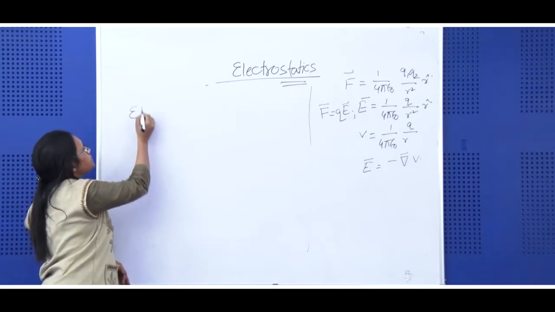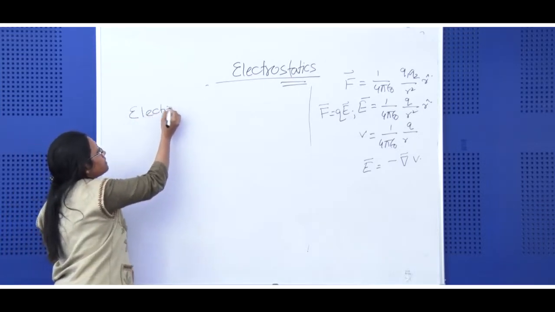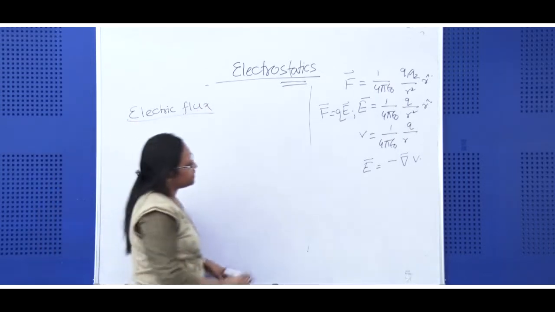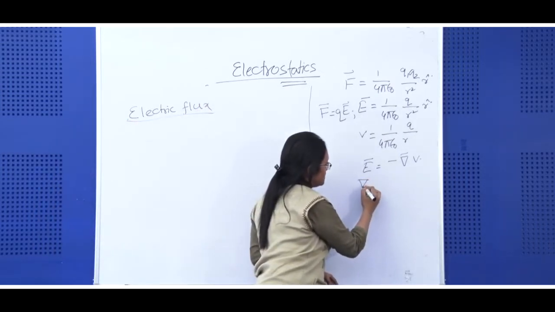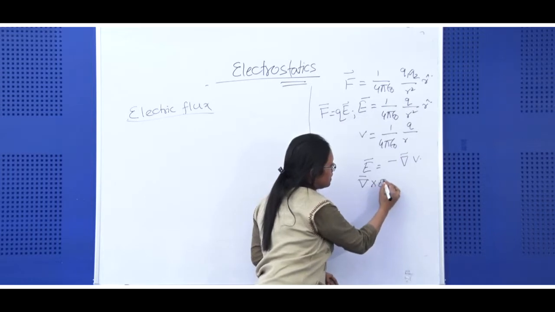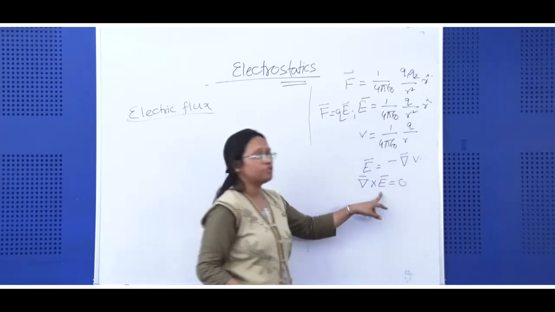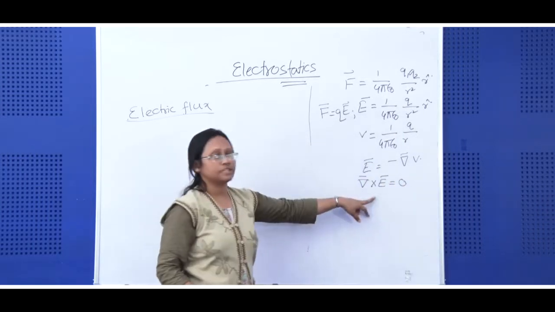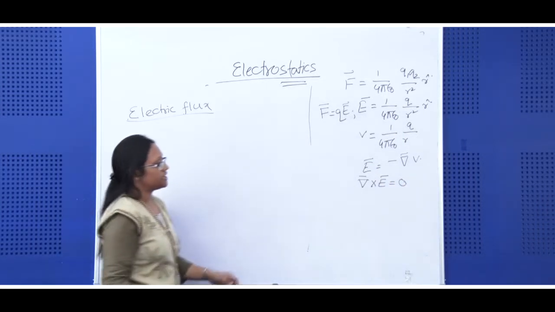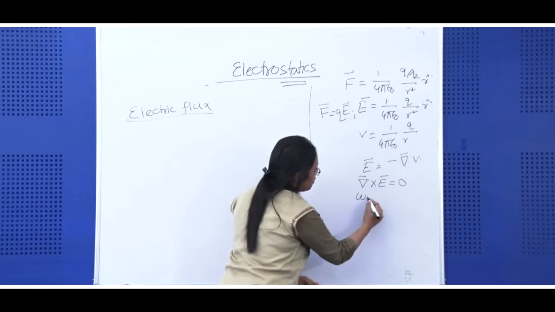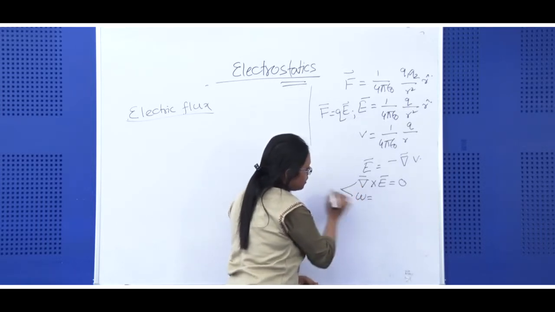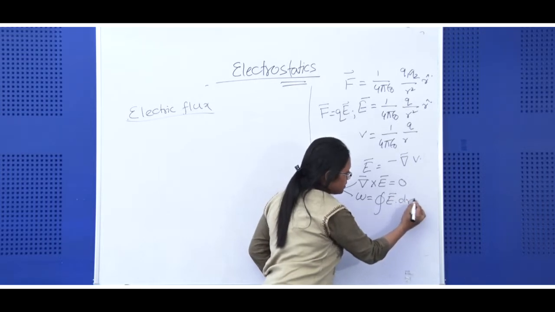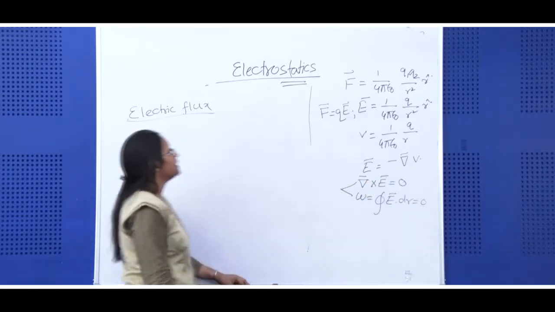Now we will discuss the topic electric flux. So what do we get next here? In this series we get next as curl of E is equal to 0. Electrostatic force is a conservative force, so curl of E is equal to 0, which is independent of the path joining them, and the work done gives the same result.